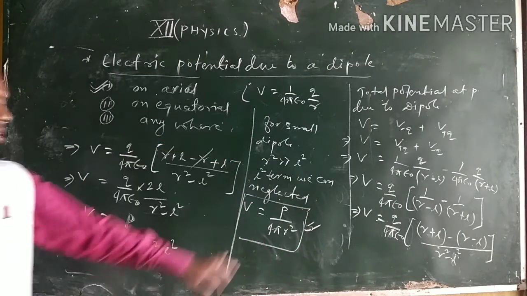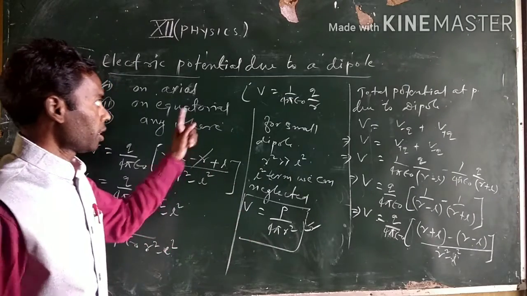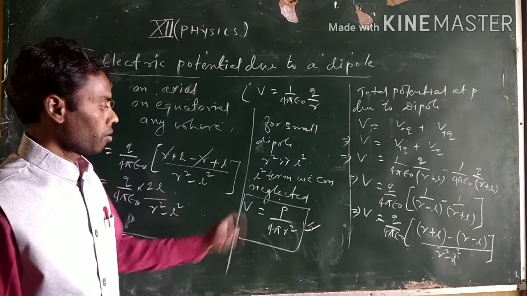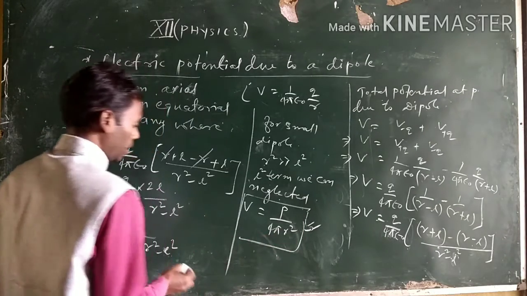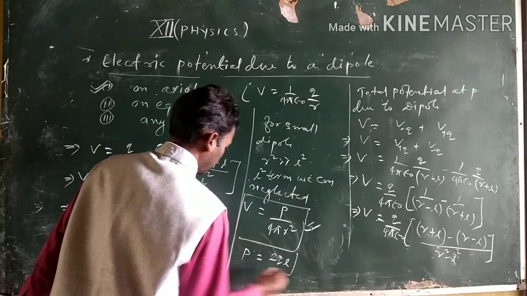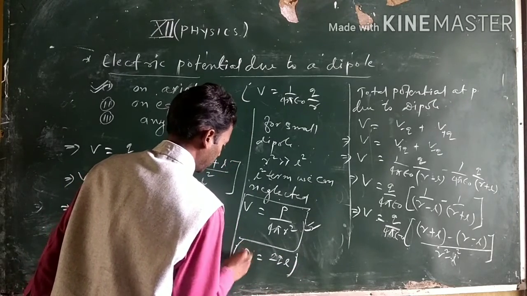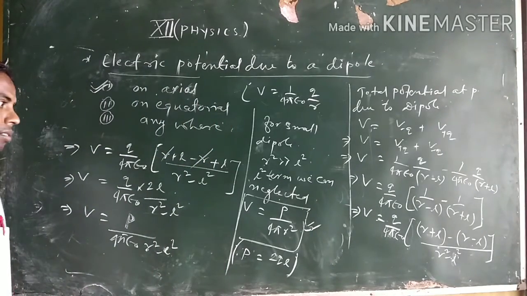This is the final result for the potential at point P, and that point lies on the axis of that dipole, right? This P is the electric dipole moment, that means P is equal to 2qL, okay. I hope you have understood this one, okay.